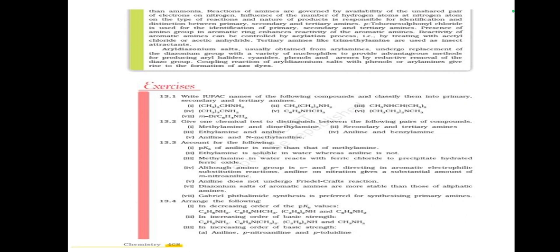Aryl diazonium salts, usually obtained from aryl amines, undergo replacement of the diazonium group with a variety of nucleophiles to provide advantageous methods for producing aryl halides, cyanides, phenols, and arenes by reductive removal of the diazo group. Coupling reaction of aryl diazonium salts with phenols or aryl amines gives rise to the formation of azo dyes. So that is the summary of amines.